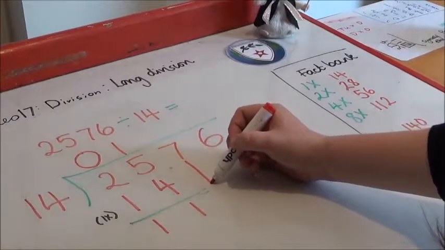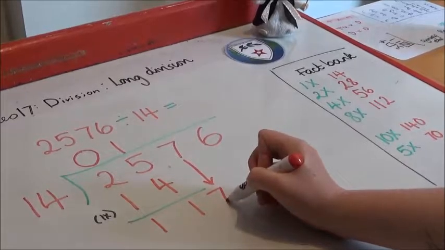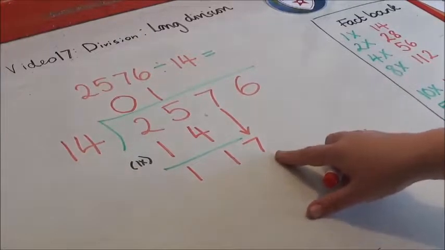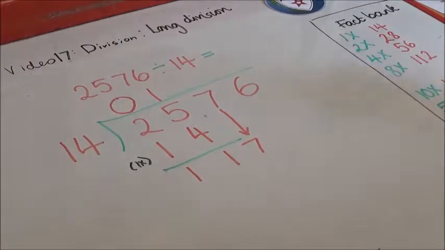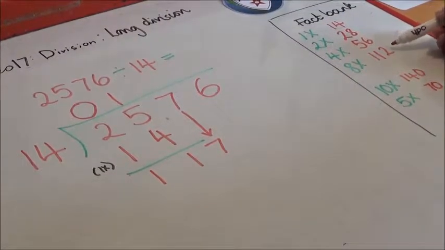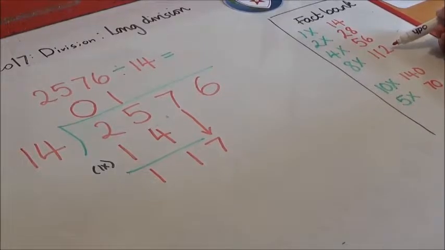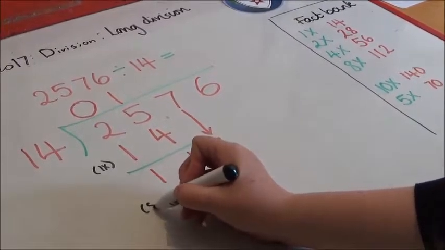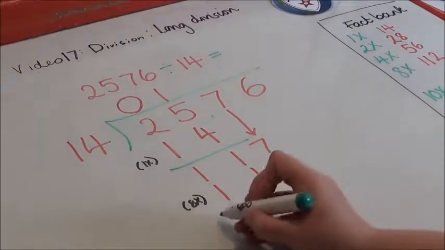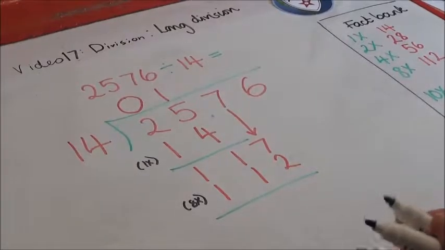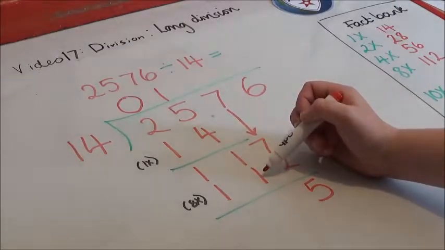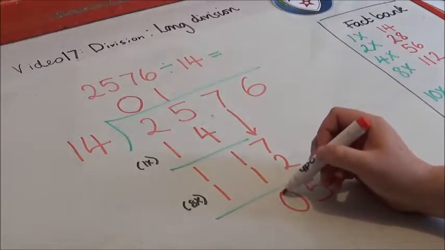I'm going to bring my next number down from its place value position. So now I've got the number 117. How many groups of 14 can I make from 117? I want to go back over to my fact bank. I think probably 8 times is the best I can do. So I'm going to put here 8 times, which was 112. And I'm going to subtract that to see if I can get any more groups of 14 from my answer. 7 take away 2 is 5. 1 take away 1 is 0, and 1 take away 1 is 0.